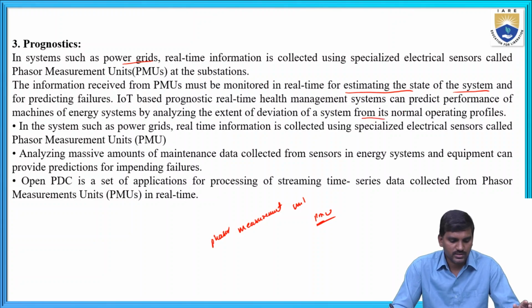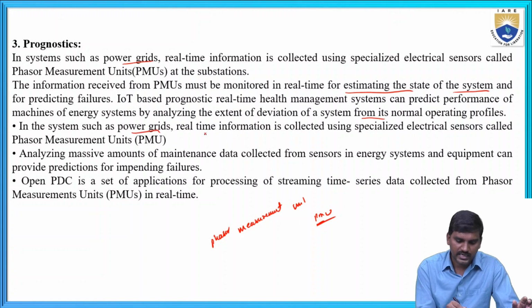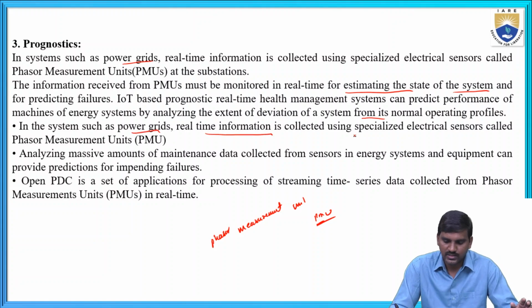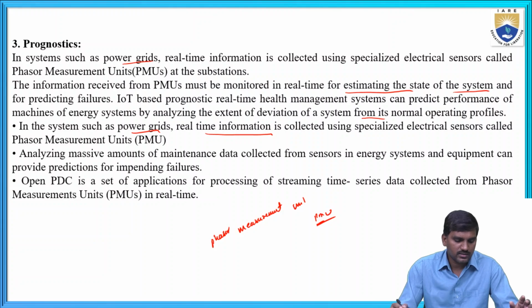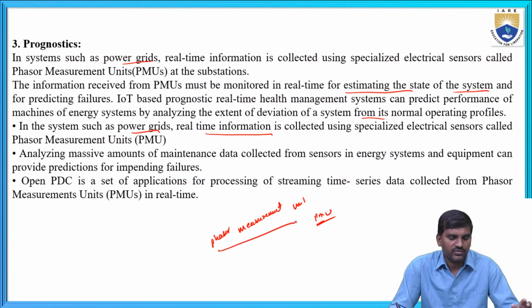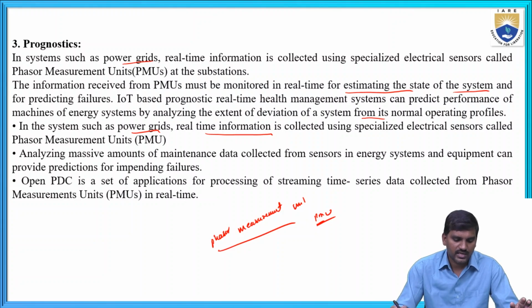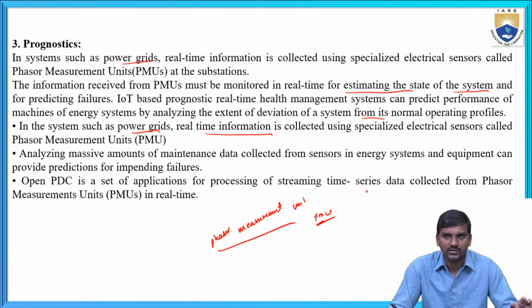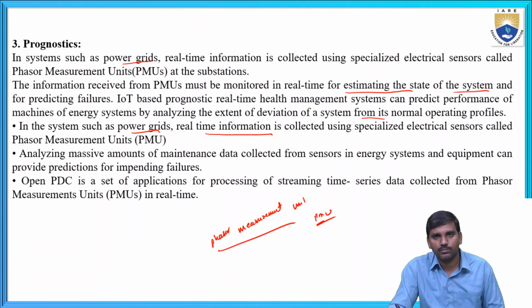In systems such as power grids, real-time information is collected using specialized electrical sensors called phasor measurement units. Analyzing massive amounts of maintenance data collected from sensors in energy systems and equipment can provide predictions for impending failures. OpenPDC is a set of applications for pre-processing of streaming time series data collected from phasor measurement units in real time. So this is about prognostics.